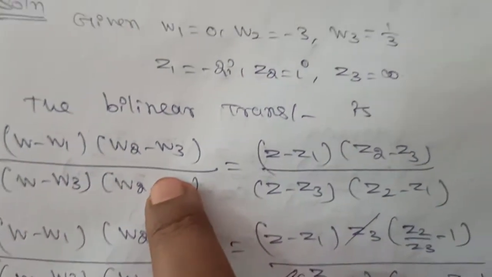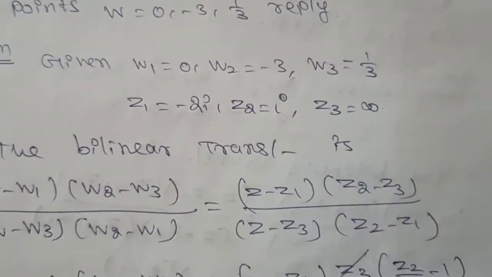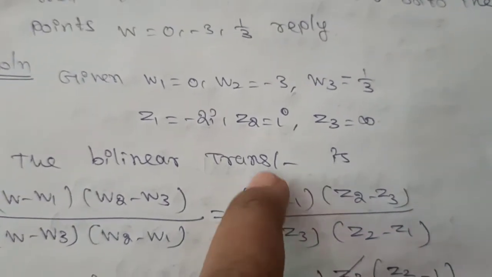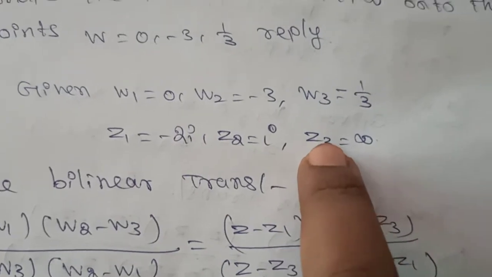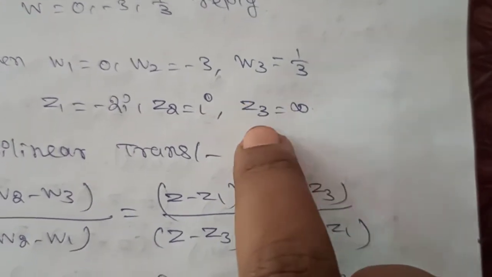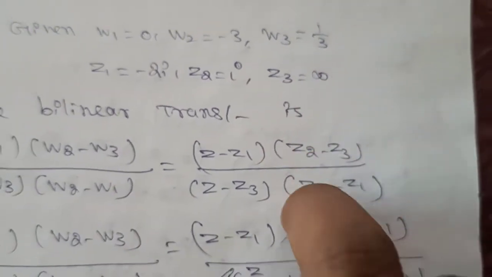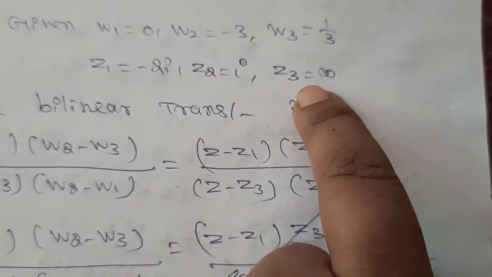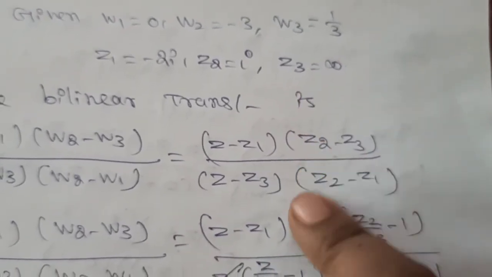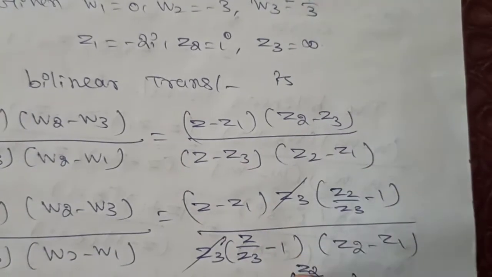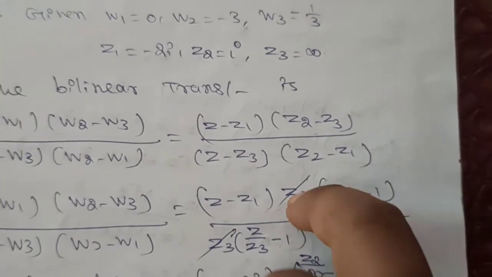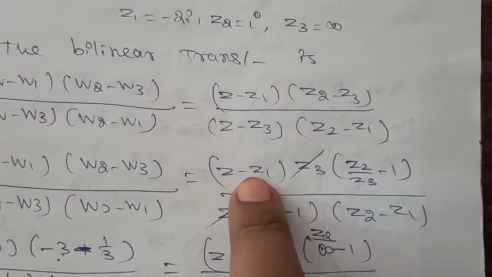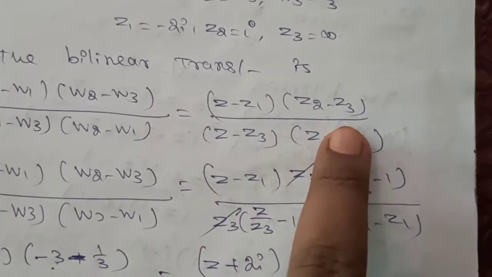Actually, first you have to verify whether any point is given as infinity. In this problem z3 is infinity. First, don't substitute the z3 value directly. If you substitute z3 equal to infinity, the final answer will be infinity, which is not possible. So we have to omit this infinity.